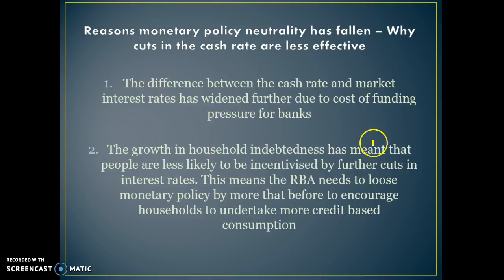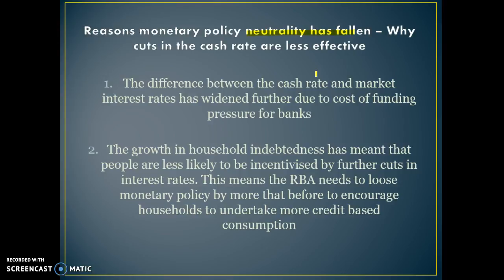The reason neutrality has fallen in the last few years is because cuts in the cash rate have become less effective. What I mean by that is the RBA has had to be more expansionary and cut the cash rate by even more to have their desired effects. And there are two reasons why the cash rate has to be lowered by even more now to have the same expansionary effects it had in the past.